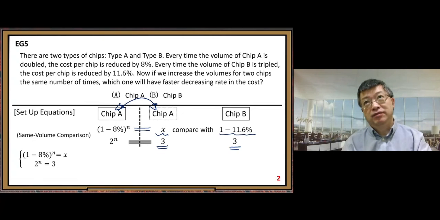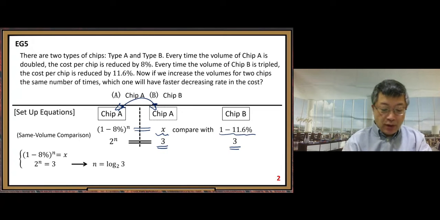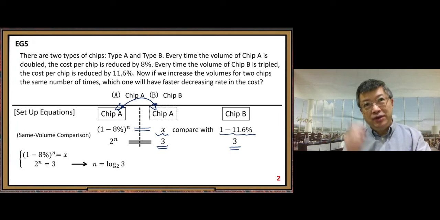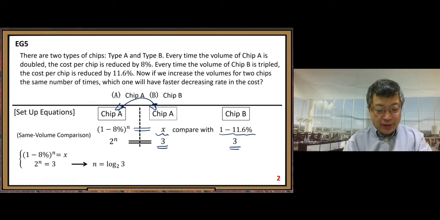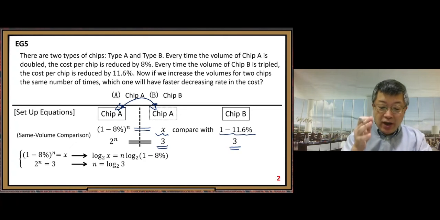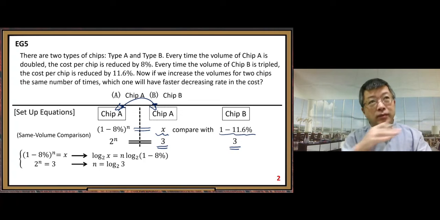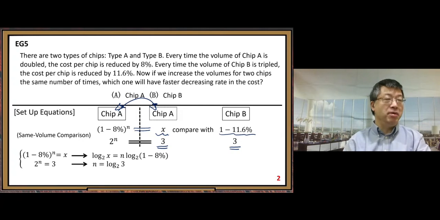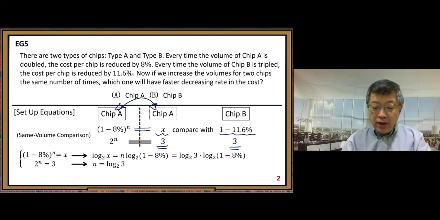What is x? We can find the x value. First, from the second equation, find the n value. Log base 2 of 3. So there is a number. We can get it. Okay? Then, from the first equation, we take log base 2, same log base 2. So we get n times a log base 2 number. But n equals log base 2 of 3.